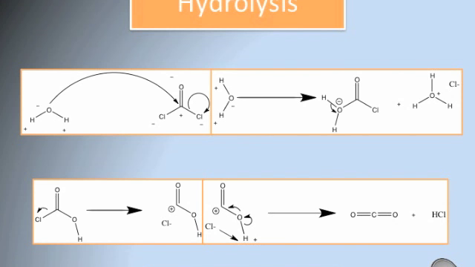This is brought on by the nucleophilic nature of the lone pair on the oxygen, which attacks the electrophilic carbon center, which had been stripped of all its electrons by the highly electronegative chlorine atom. Ultimately, what is produced is carbon dioxide and hydrochloric acid.